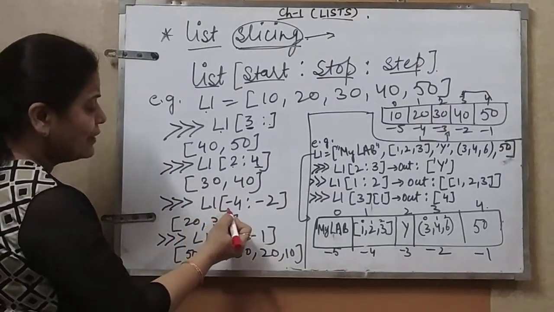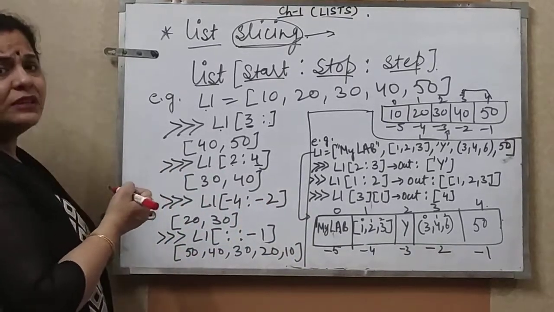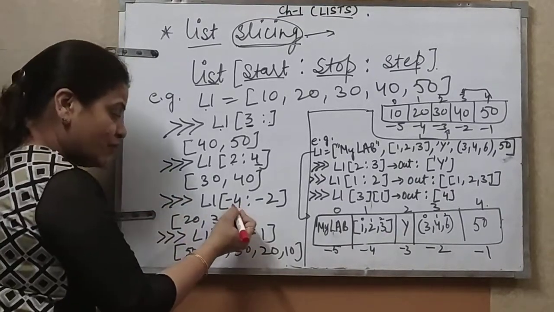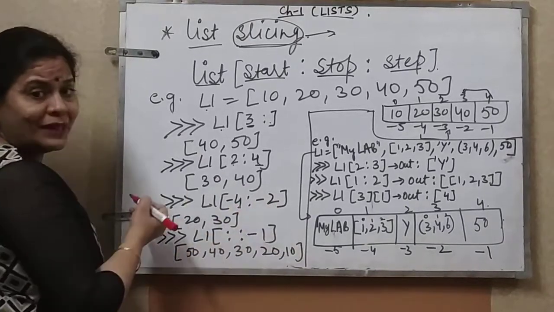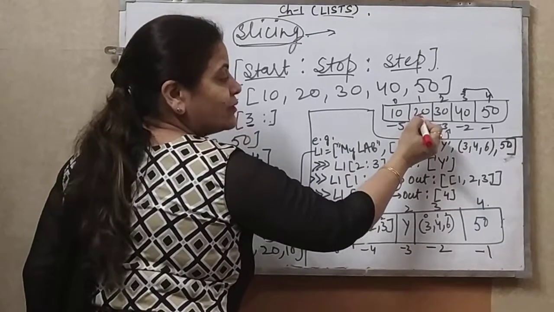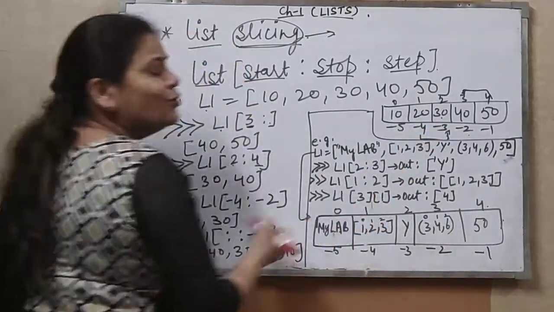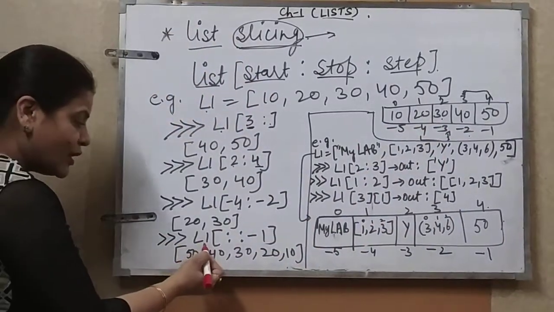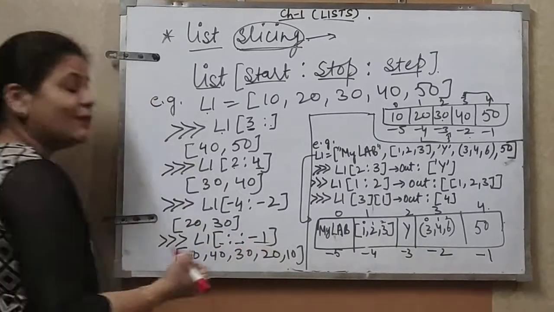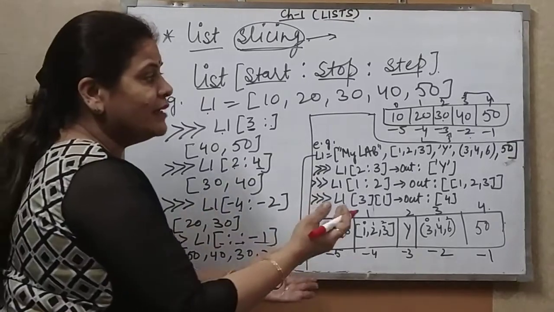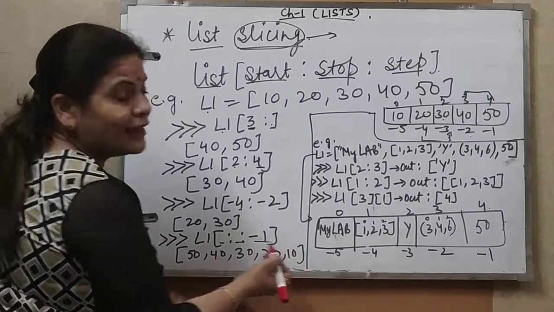Now the third one is L1[-4:-2], where I'm not specifying the step value. By default the step value is 1. So it will start getting the values of the list from -4 to -2. -4 is 20, -3 is 30. It will take one less than whatever the stop value is. Now if I'm not specifying the start value or the stop value, but I give the step value as -1, then it will print my list from right to left, that is 50, 40, 30, 20 and 10.